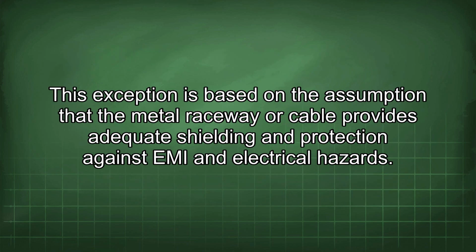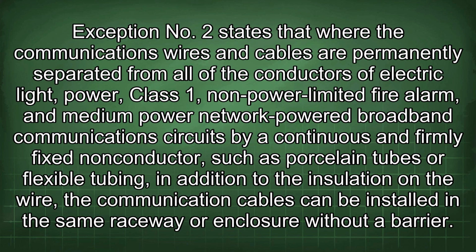This exception is based on the assumption that the metal raceway or cable provides adequate shielding and protection against EMI and electrical hazards. Exception No. 2 states that where the communications wires and cables are permanently separated from all of the conductors of electric light, power, Class 1, non-power limited fire alarm, and medium power network powered broadband communications circuits by a continuous and firmly fixed non-conductor, such as porcelain tubes or flexible tubing, in addition to the insulation on the wire, the communication cables can be installed in the same raceway or enclosure without a barrier.